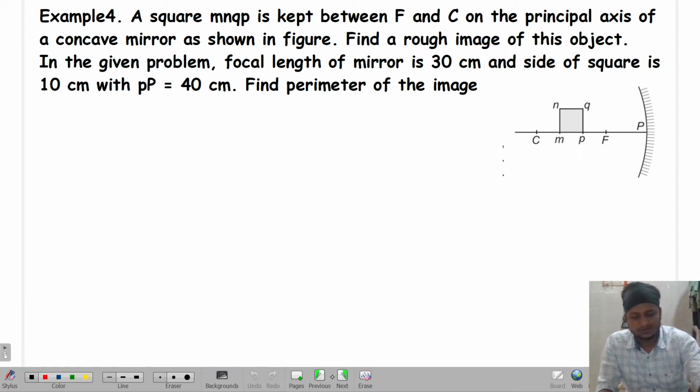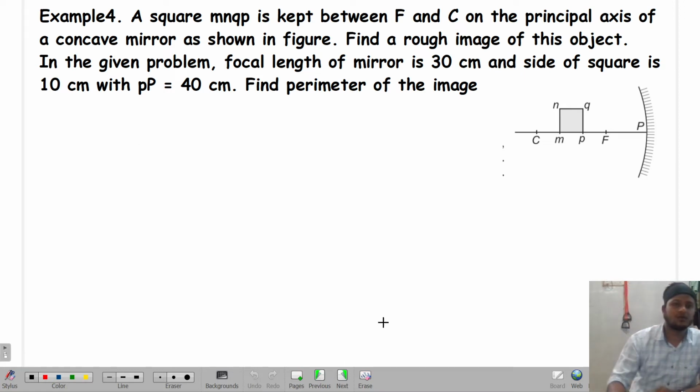Okay, so now think about this question. Question number 4. A square MNQP is kept between F and C on the principal axis of the concave mirror as shown in the figure. Find the rough image of this object. First, that is my work. I'll calculate it.